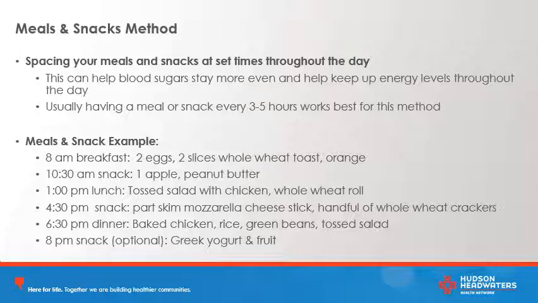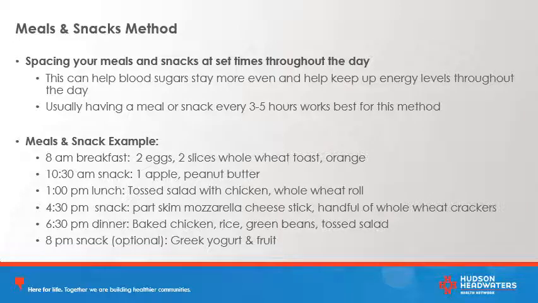So below here you see an example of what the meals and snack method would look like. So having an 8 a.m. breakfast, you can start whenever breakfast is for you, but usually within 2 to 3 hours of waking, you want to have breakfast. 8 a.m. breakfast would be 2 eggs, 2 slices of whole wheat toast, and an orange. So you've got protein, carbohydrates, and then you have a snack at 10:30. So you have your apple would be your carbohydrate, and your peanut butter would be your protein.